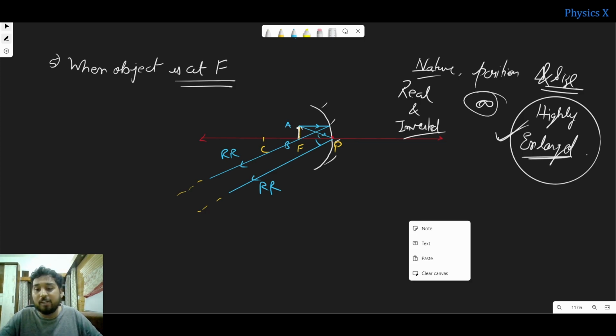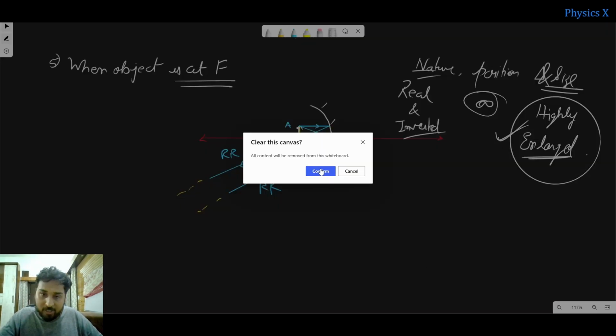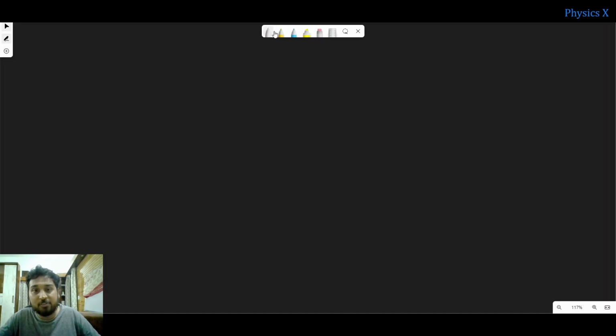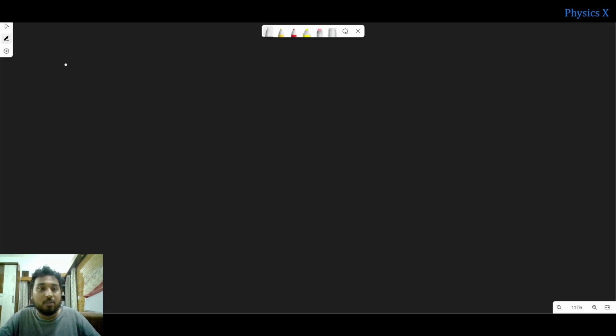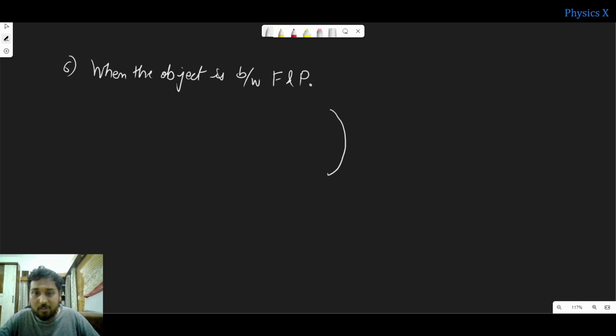Now let us consider the last important case in concave mirror formation of images, because that is the case where it has a specific application. So let us take the final case, the sixth case, when the object is, or let us more accurately write it, between F and P. That is, the object is now brought even closer to the mirror.